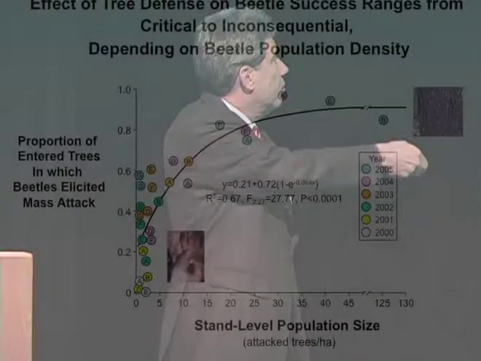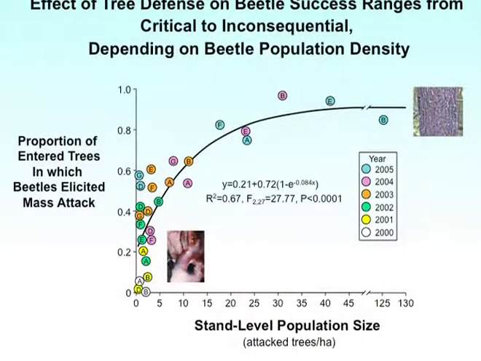And it's not just a matter of some stands being more favorable than others, although I'm sure that's true, because you can see some stands like B or A all the way across. And it's not just a matter of some years being better for the beetle than others, although I'm sure that's true, because for any year you can see the range. The real driver here was population size. And so the important take-home message here is that tree defense is absolutely critical in whether an outbreak can start, but absolutely inconsequential once an outbreak is underway.